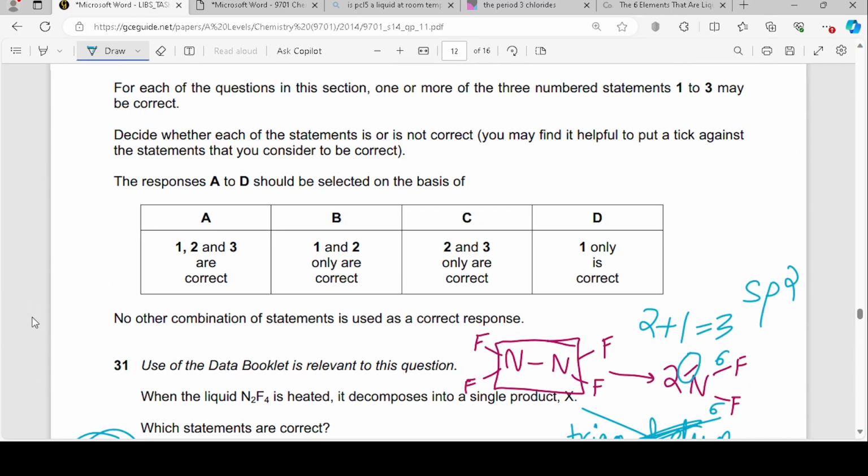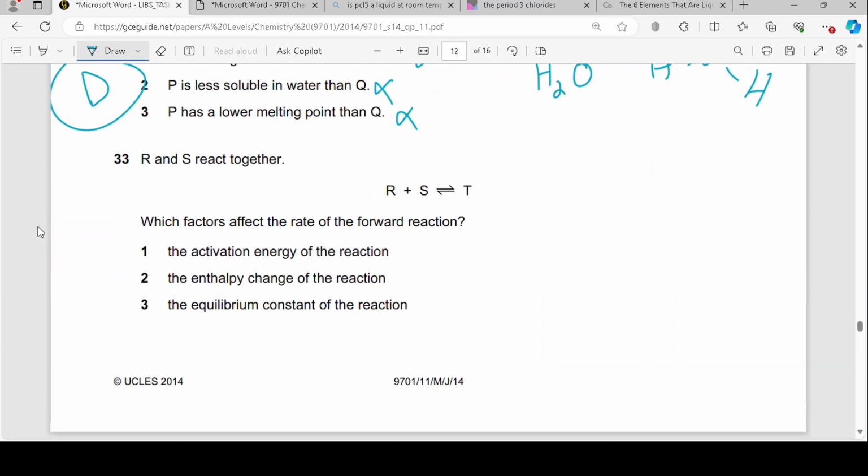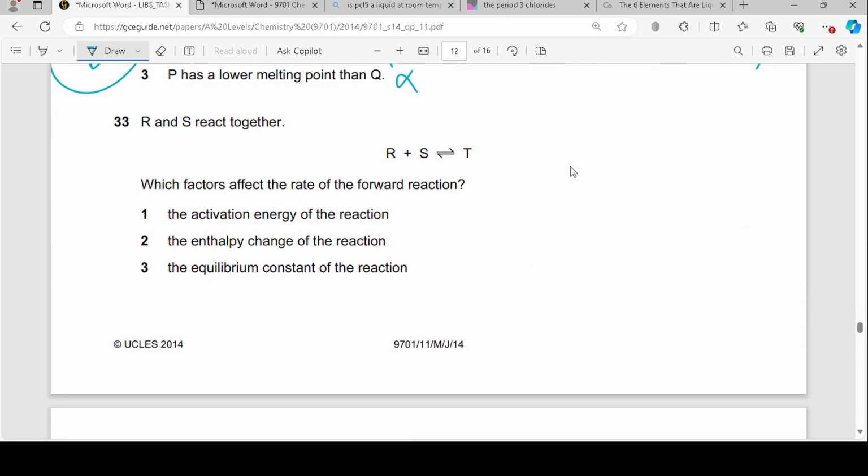1 only is correct. How did you state it? 1 only is correct. That sounds like a check in bags. Actually, they always write this amount only and stuff.